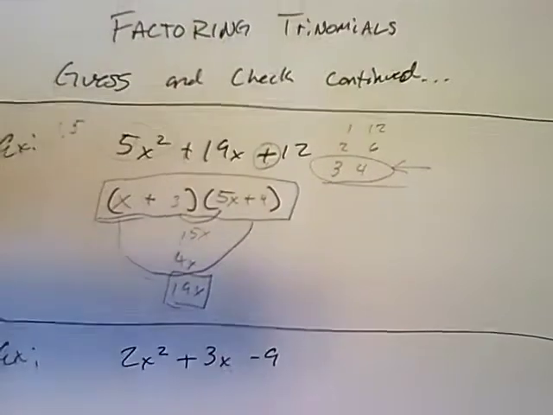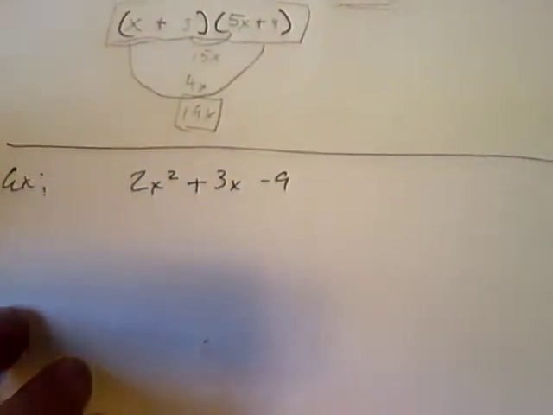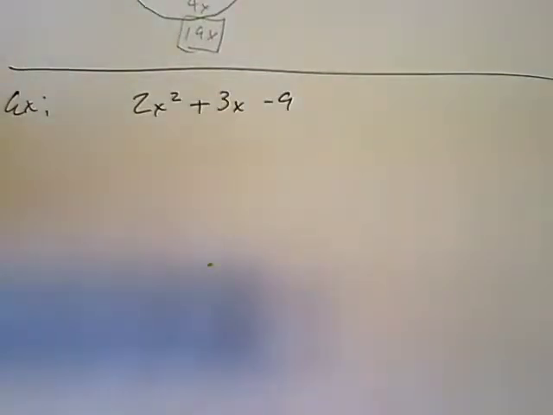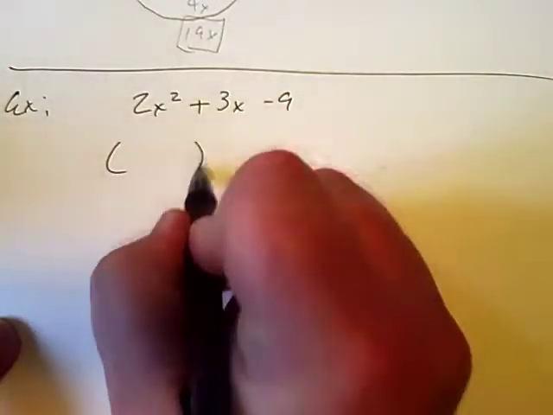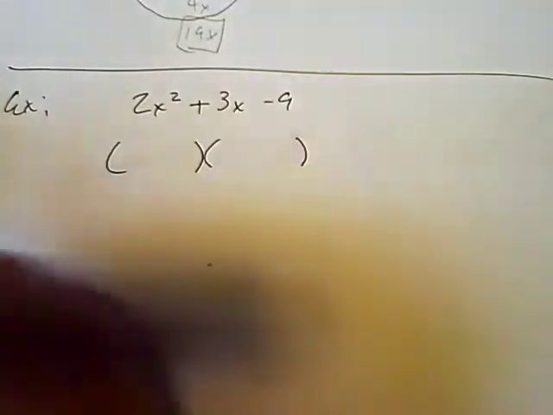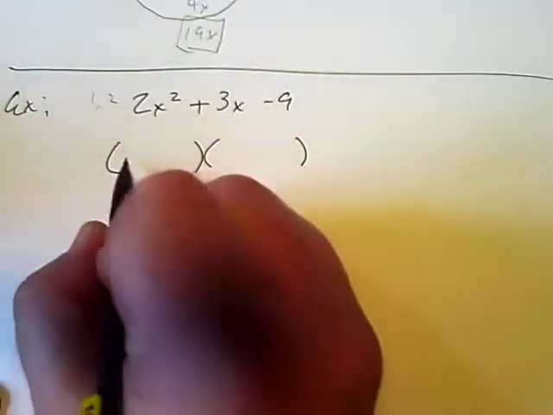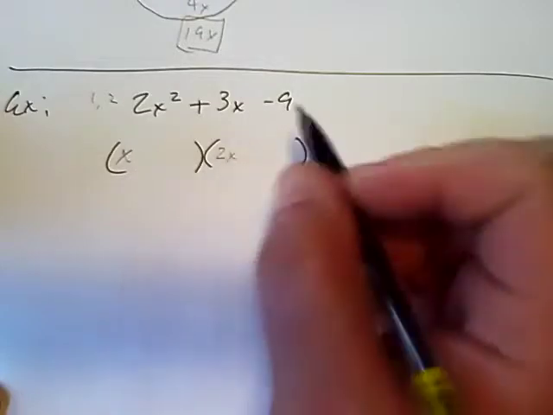All right, so we have 2x squared plus 3x minus 9. Okay, so 2x squared plus 3x minus 9. Now again, I know I need to turn it into a binomial times a binomial. And let's take a look. All the factors of 2 we have are 1 and 2. So I need a 1x here and a 2x here.